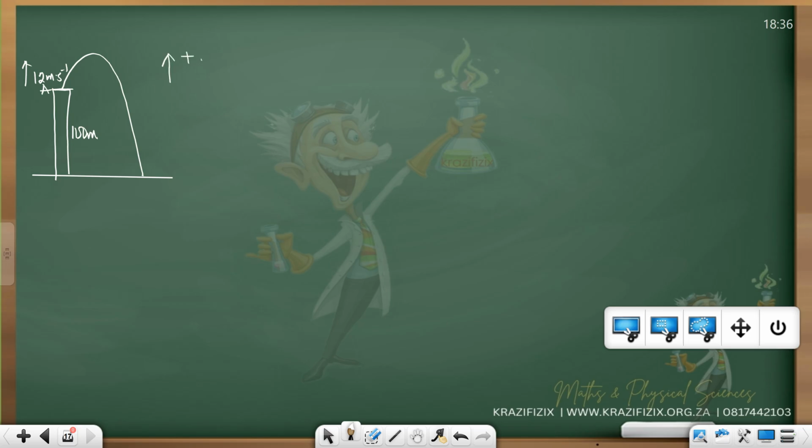We chose upward as positive. What are the things we know? The initial velocity is 12. So we're looking for, from time A to B, what is my displacement? My displacement is negative 100. That's where you missed it. Guys, why is it negative? The shortest distance from A to B is you're coming down. Upward is positive, downward is negative. g as well is negative 9.8.